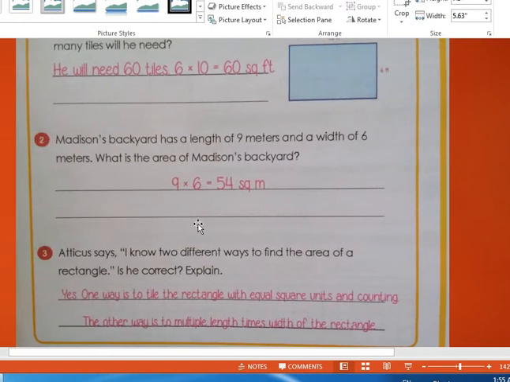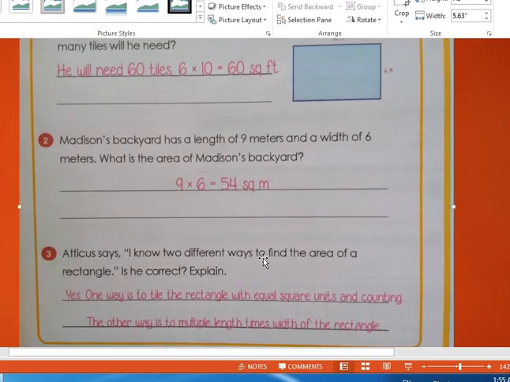Atticus says, I know 2 different ways to find the area of a rectangle. Is he correct? Of course he is correct. Why? Because one way is to tile the rectangle with equal square units and count them, to divide the rectangle into equal square units and count them. The other way is to multiply what? The length times the width of the rectangle.